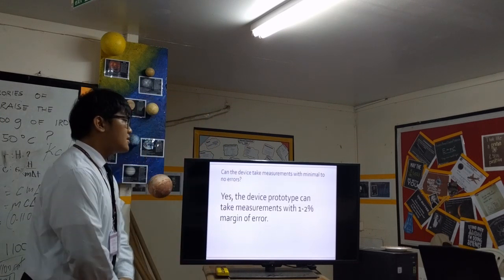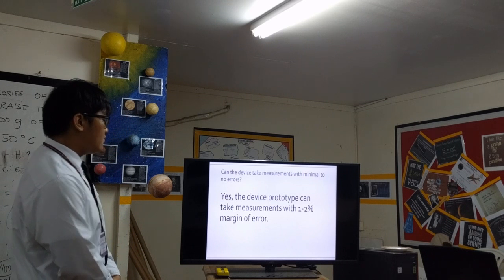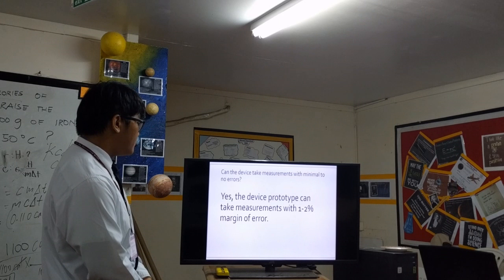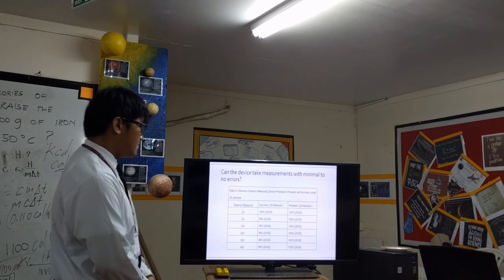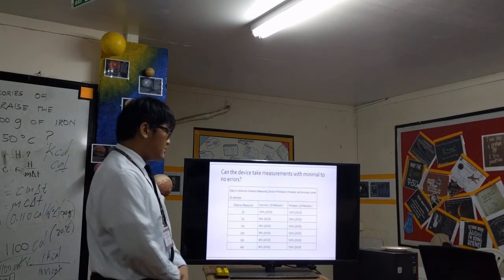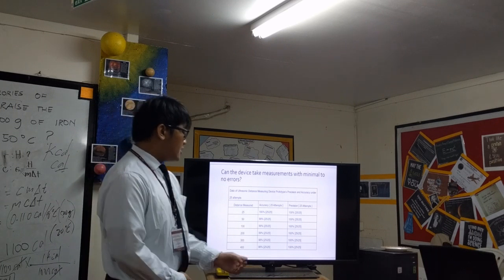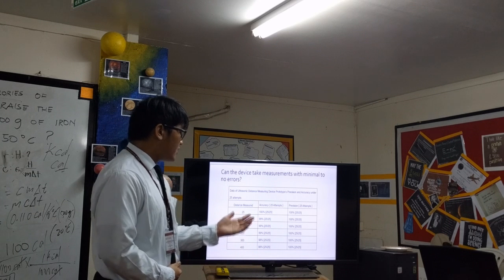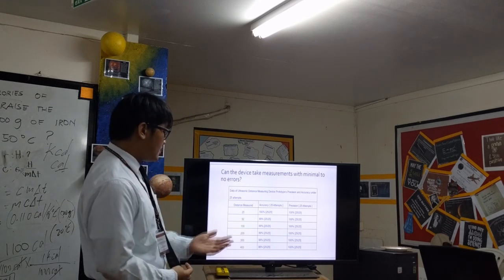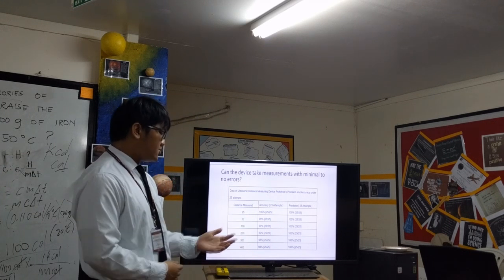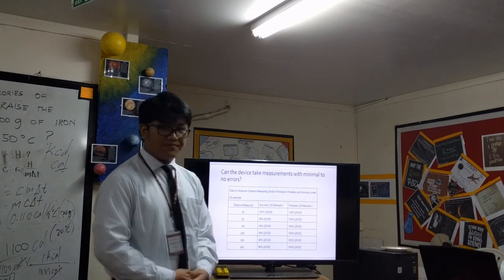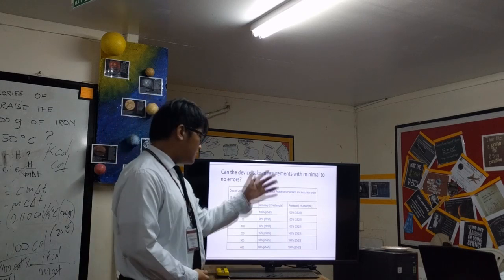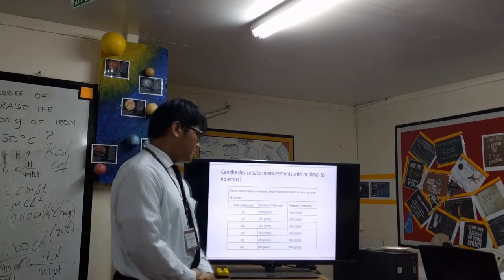Next question. Can the device take measurements with minimal to no errors? Yes, the device prototype can take measurements with a 1 to 2% margin of error. From our experiment, under 25 attempts, the accuracy is respectable. For shorter distances, we have 100 to 99%. And as the distance grows, it reaches about 98%. For the precision, the device does it well. Through all the tests, it takes 100%.